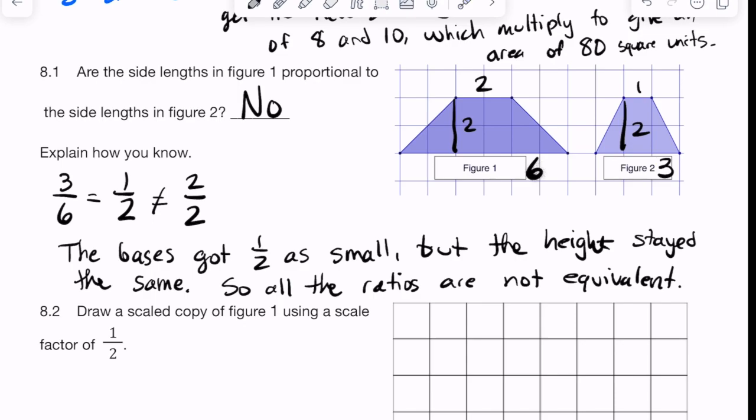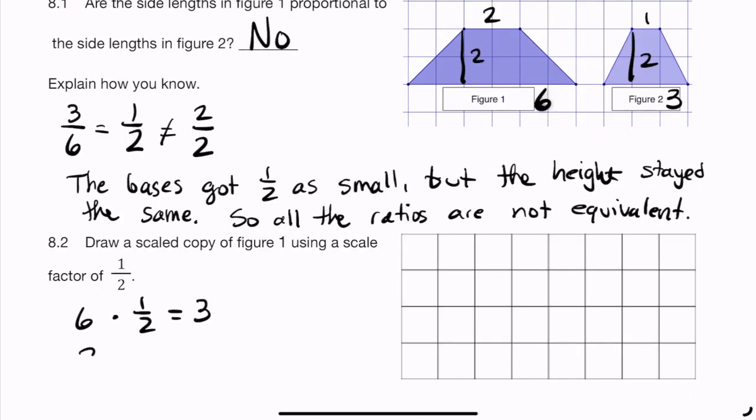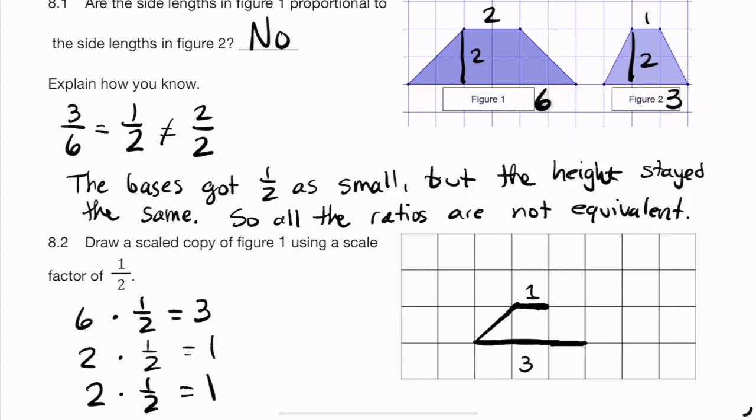Okay, so when we have a scale factor of 1/2, we're going to do 6 times 1/2. That'll give me 3. 2 times 1/2, that'll give me 1. And then again, 2 times 1/2, which will give me 1 for my height. So my base is 3 units, my height should be just 1 unit, and my base up here should just be 1 unit. So when I draw it like this, I have a scaled copy of figure 1. The height is half as tall now, and the bases are half as long.